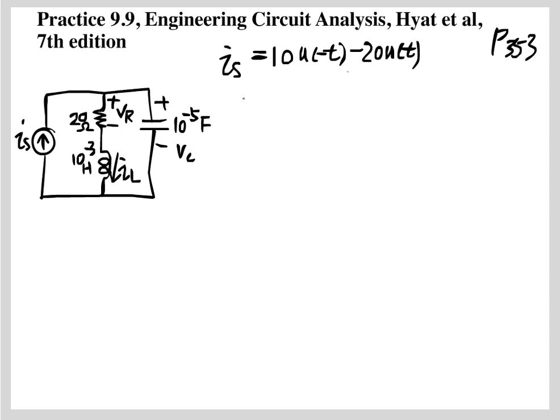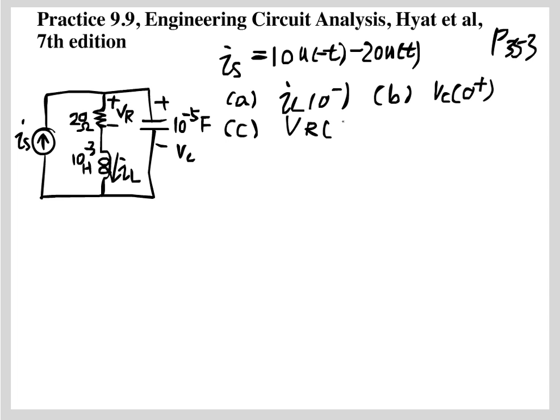Alright, the input current is 10 u(-t) minus 20 u(t). Here, let's try to find out what is, A, IL at 0 minus. And B, let's find VC at 0 plus. And C, let's find VR at 0 plus. And D, let's find IL at infinity.